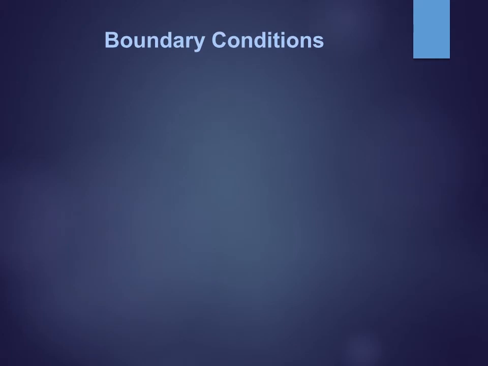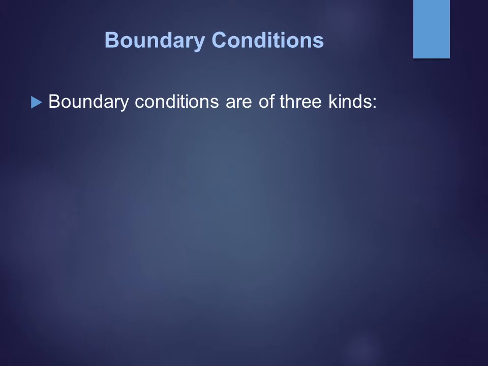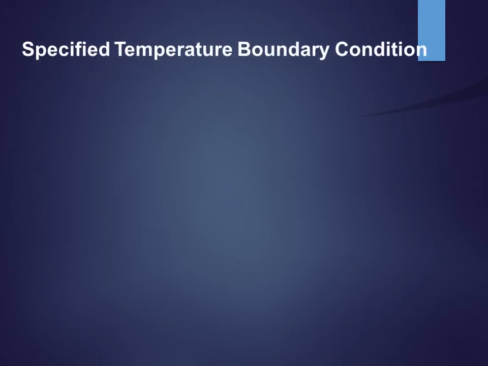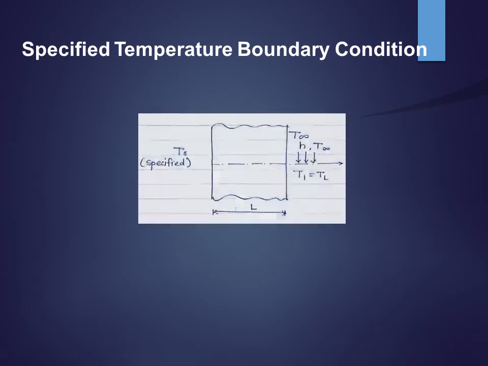Next, as we saw in static structural analysis, there are boundary conditions, that is the force and natural boundary conditions. Same here in heat transfer, boundary conditions are there, and they are of three kinds. First one is the specified temperature, second is specified heat flux or insulated, and third one is convection. First of all, we will see the specified temperature boundary condition.